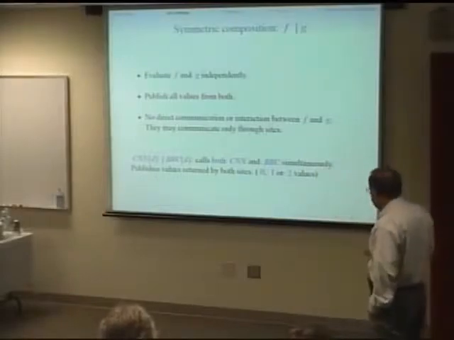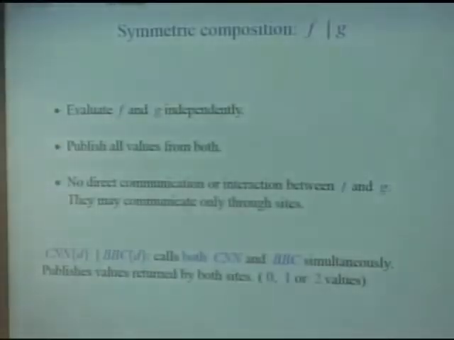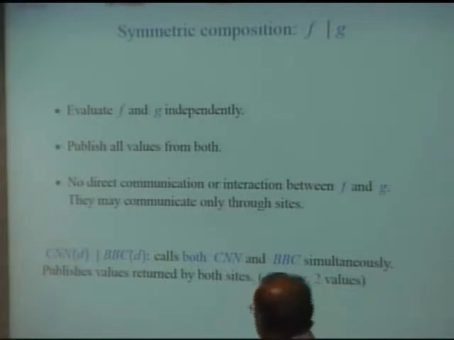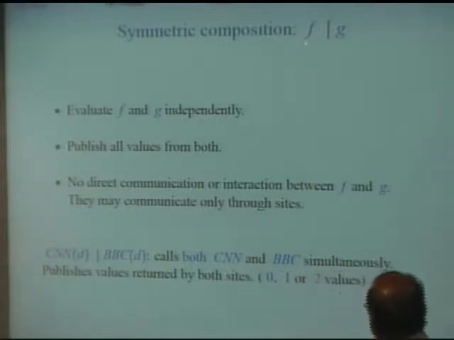So let's start with symmetric composition. As I said, you expect to do f and g, or you evaluate f and g in parallel. And the idea is you do them independently. And so f will run independently. It will call some services. G will call some services. And they will publish some values. So whatever values they publish, all the values from both, as soon as they occur. And the important thing is there is no direct communication between f and g.